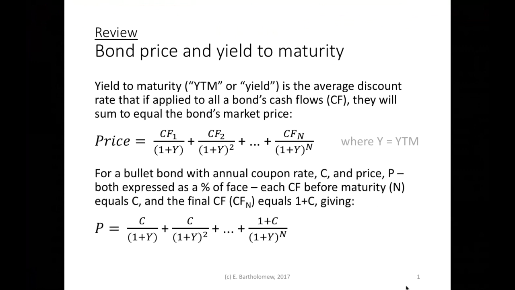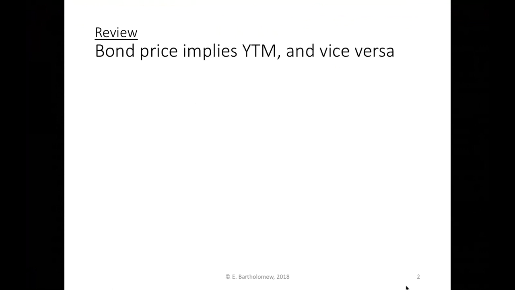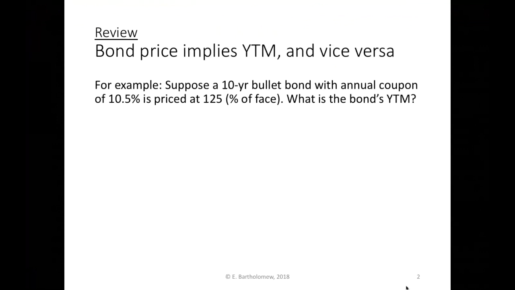And for a bullet bond with an annual coupon rate C and a price P, each cash flow before maturity would equal C, and then the final cash flow would equal 1 plus C. And so the price formula would become what's shown at the bottom. Now recall also that the bond price implies the yield to maturity and vice versa.